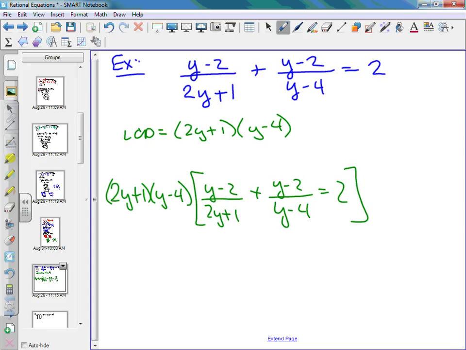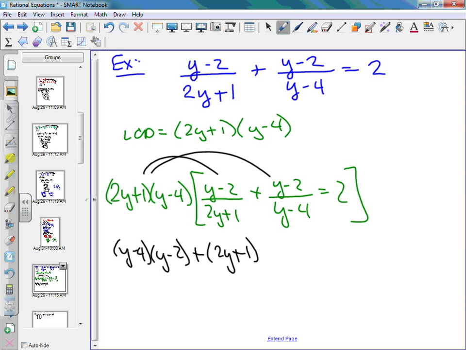Are we ready? Okay, so now distribute, and what cancels? So I'm left with y minus 4 times y minus 2. Go to the next one, what cancels? Y minus 4 is canceled, so I'm left with 2y plus 1 and y minus 2, is equal to.